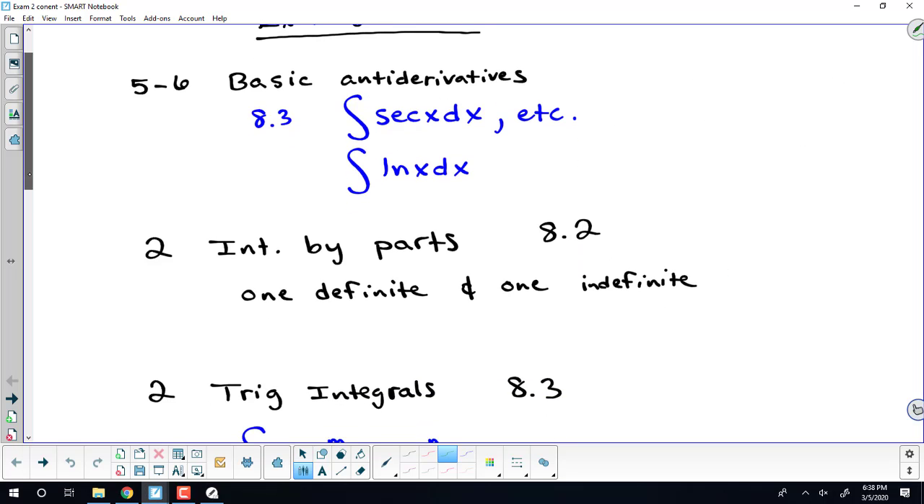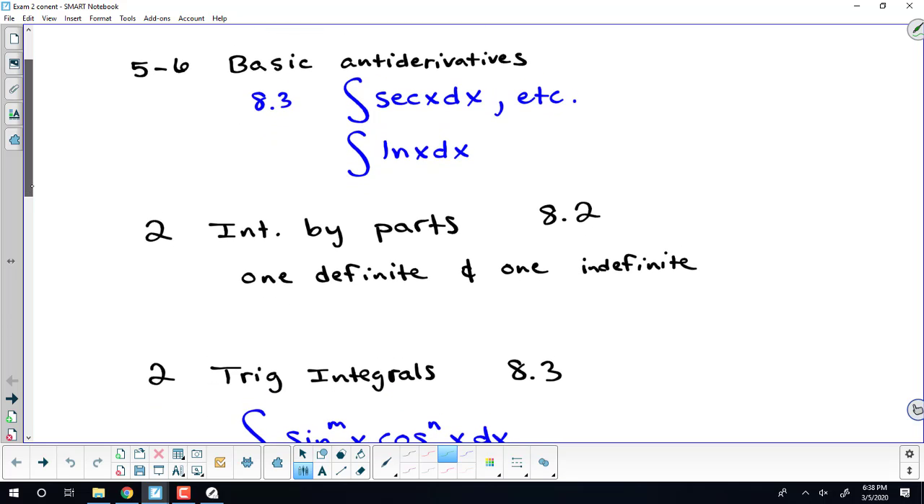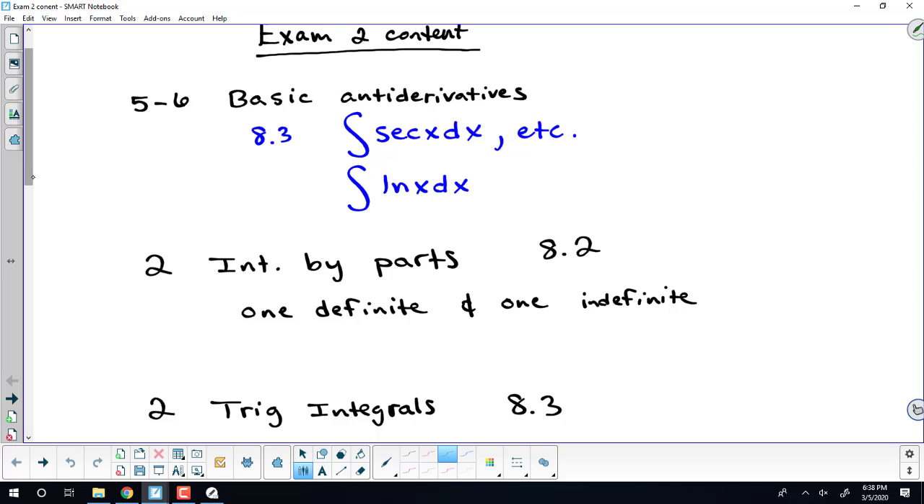All right, I did post this first page already. It's just again a breakdown of the types of questions on the exam. These basic antiderivatives, you should like secant, natural log of x. Those are the ones that you should know quickly without really having to do anything.